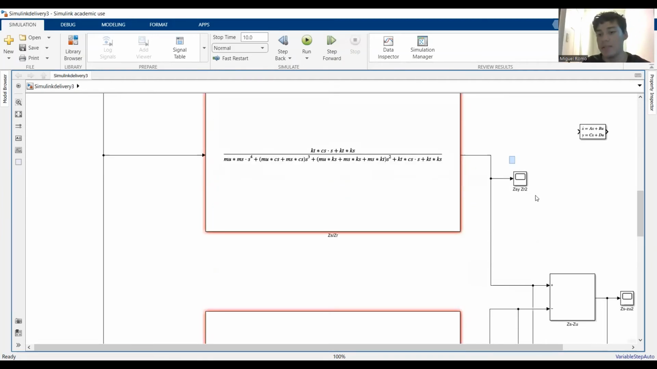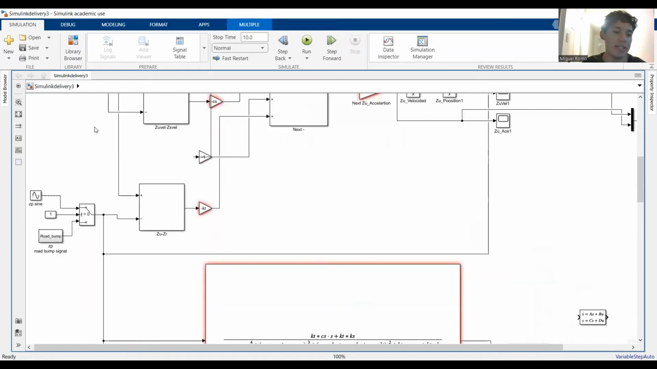Here, these blocks show in a graphical way the outputs. The other thing to say is that here are the inputs. We have two inputs. First, the road bump, which simulates a road bump, and this sign function simulates a rocky road, and that's all about the simulation.